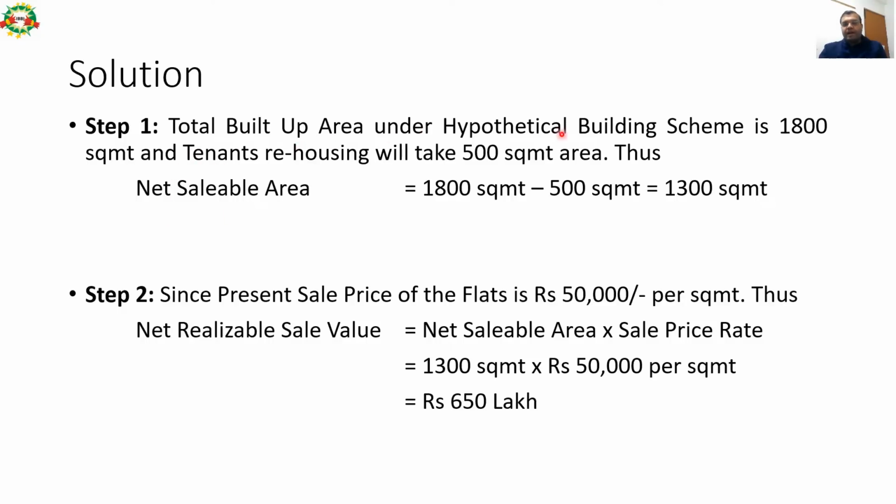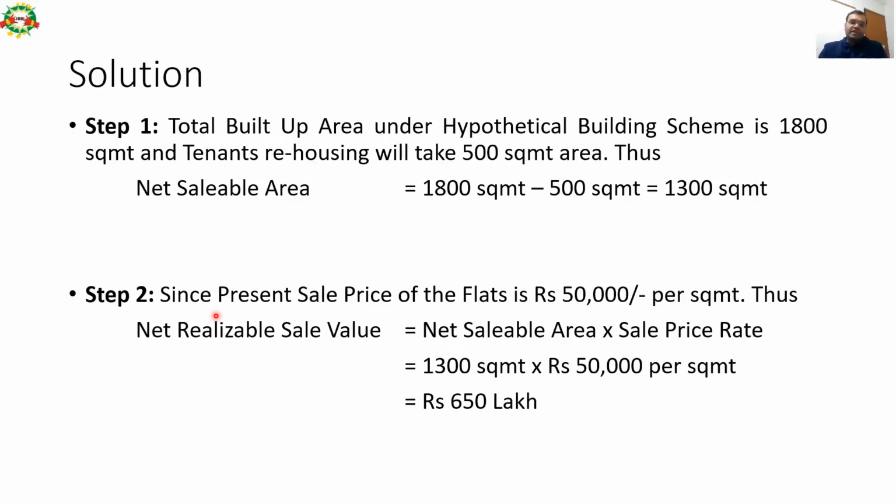Total built up area under the hypothetical scheme is 1800 square meter, and tenants' rehousing will take 500 square meter, because land area is 1800 square meter. FAR allowed in this scheme is 1. So the maximum built up area which can be constructed in this scheme is 1800 square meter. Already 500 square meter of built up area is there, and that built up area is required to be given to the existing tenants. So net sellable area which will be available to the builder will be 1300 square meter. This is the area which the builder can sell to receive the gross receipts.